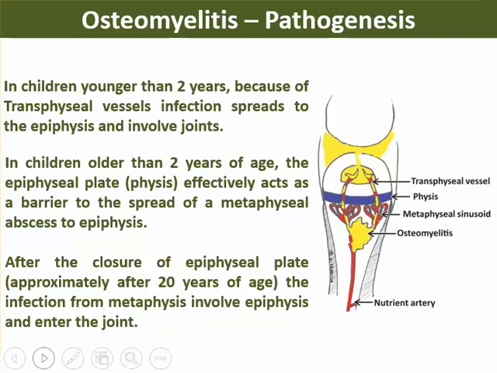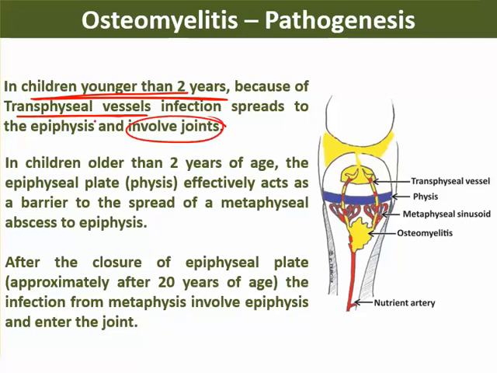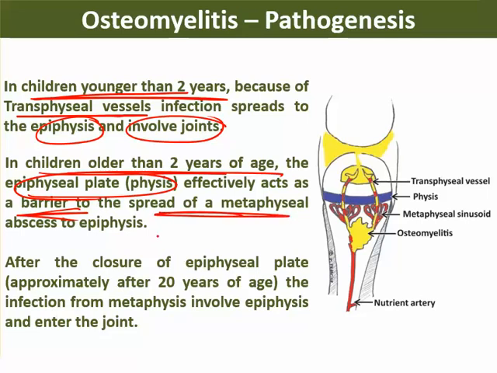So the pathogenesis varies according to the age group. If the child is younger than 2 years of age, the infection spreads through the transphyseal vessels, and it involves the joint and the epiphysis. If the child is more than 2 years of age, the epiphyseal plate, that is the growth plate, acts as a barrier, and the spread of the metaphyseal abscess to the epiphysis is stopped because of the growth plate.